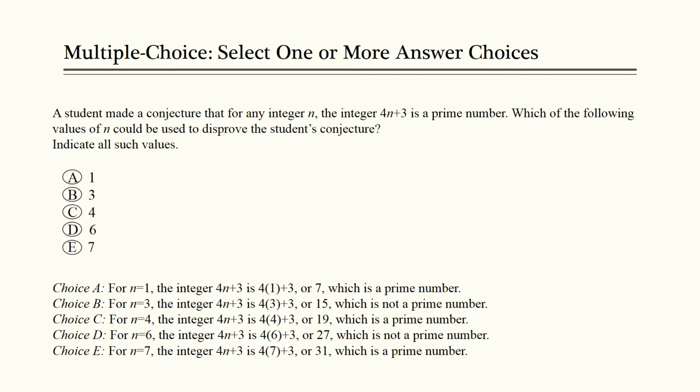So which values of n can be used to disprove the student's conjecture? It's 15 and 27, choices B and D. The correct answers are 3 and 6.